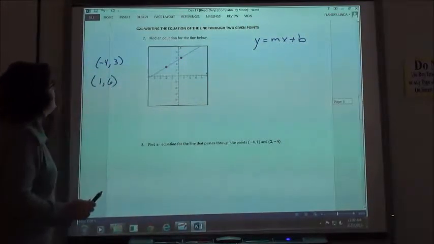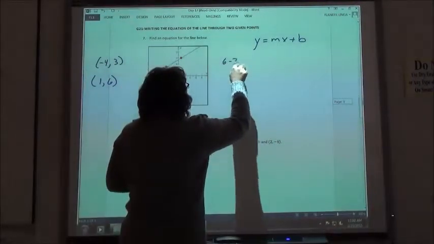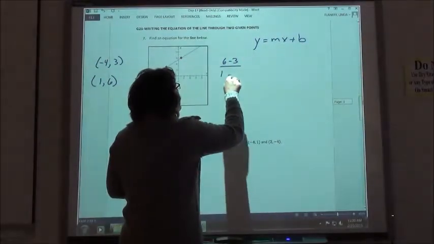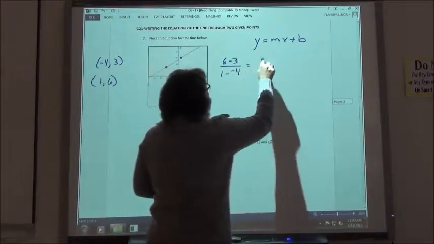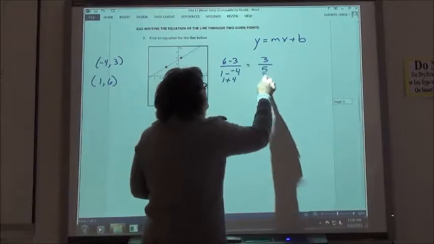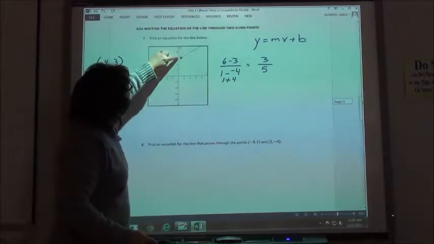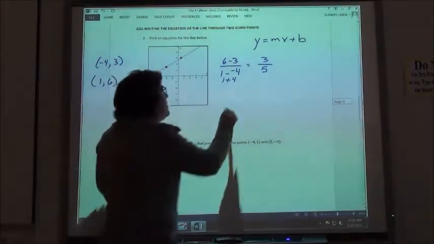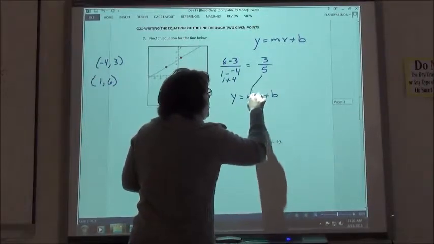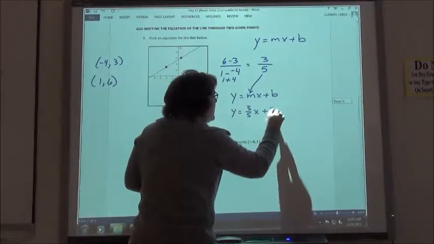So finding my slope, the y minus the y, 6 minus 3, and then the x minus the x, 1 minus negative 4. 6 minus 3 is 3. 1 minus a negative 4, I change it to adding, so 5. So I check. 1, 2, 3, 1, 2, 3, 4, 5. Up 3 and over 5. So I know y equals mx plus b. I know my m is 3/5, so y equals 3/5 x plus b.